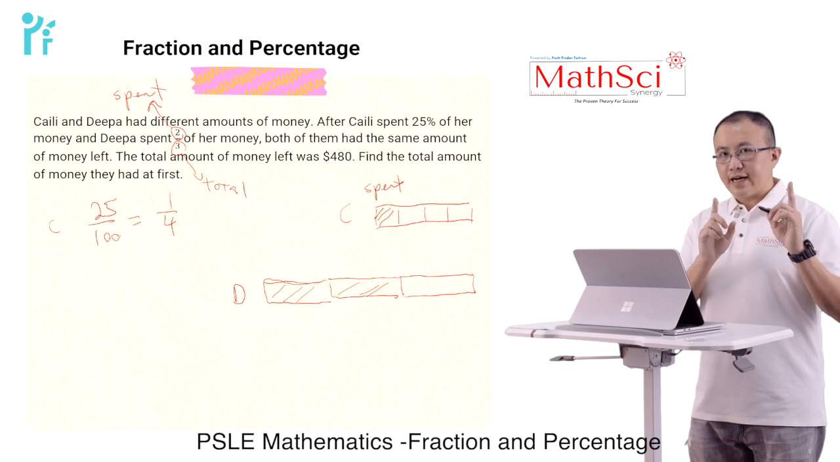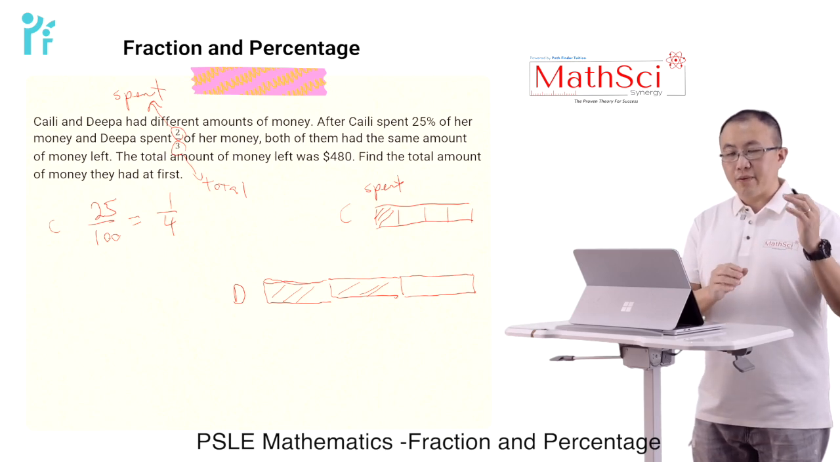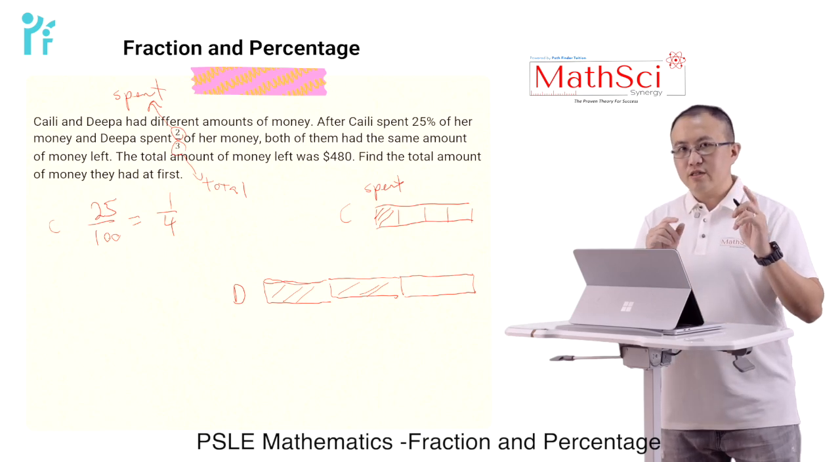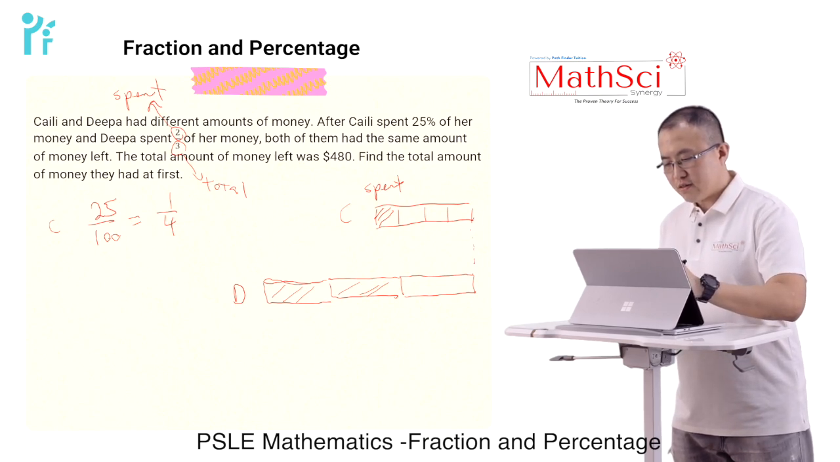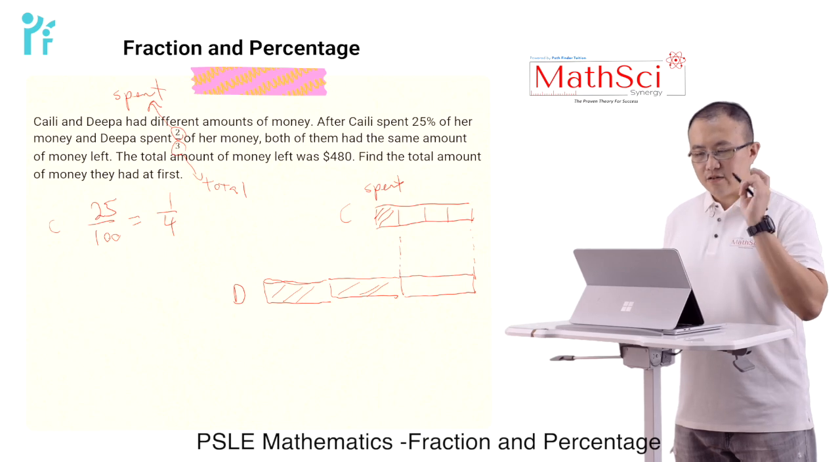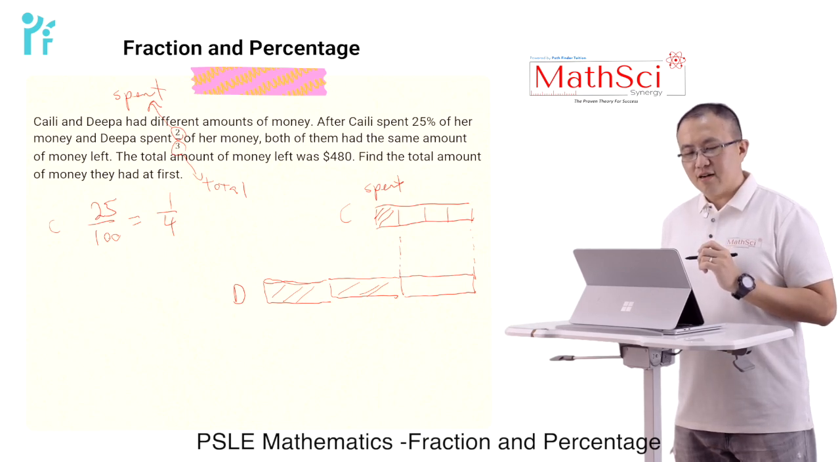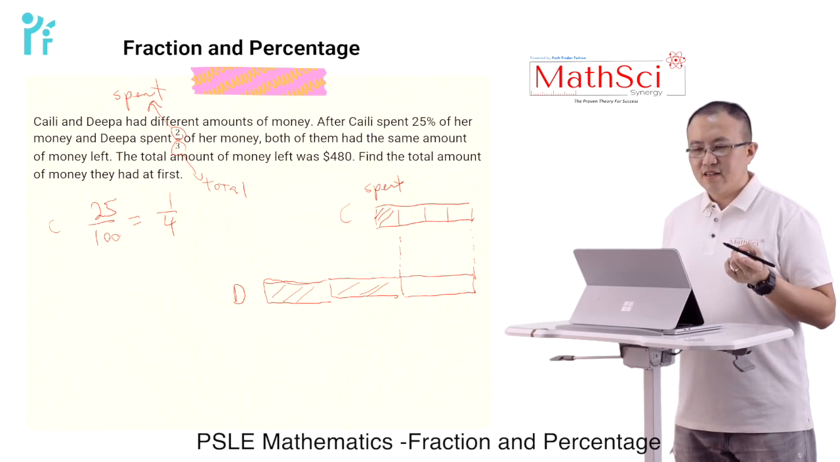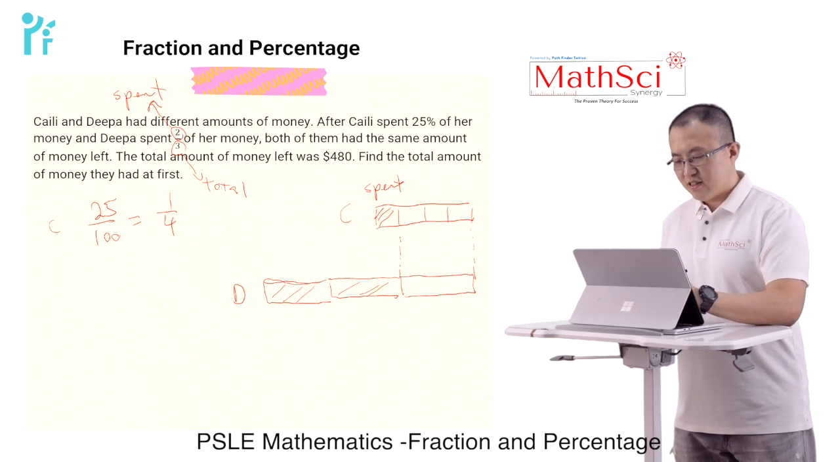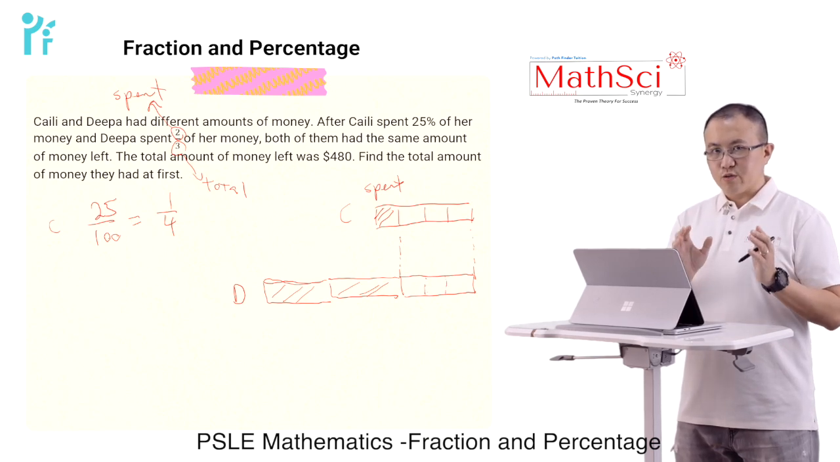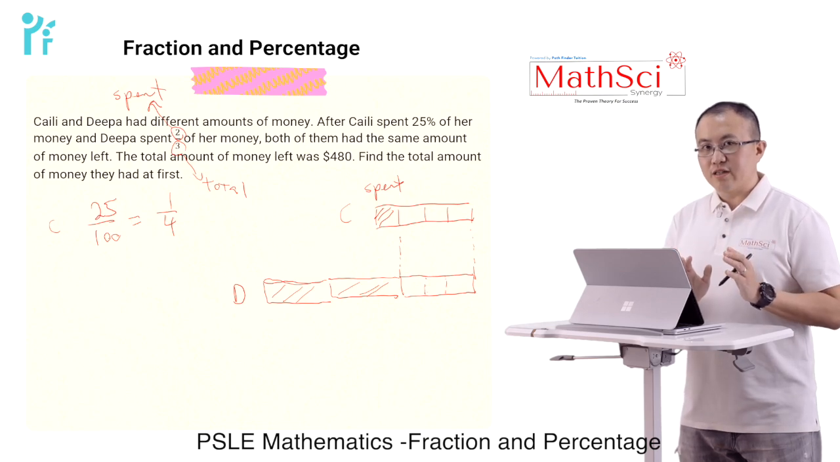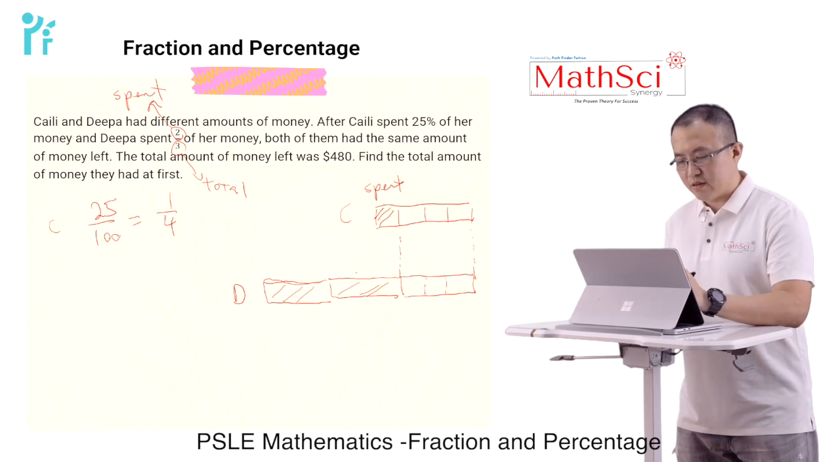Once again, I'm going to shade this and say that this has been spent. And it is extremely important for you now to make a comparison between the 2 models. Usually, to help our eyes to see, we can draw a dotted line, something like this. And then now you can make a comparison. In other words, 1 unit of Deepa is actually 3 units of what Cai Li had. So the best way to do this question is to start by making Deepa's units all look like Cai Li's units. Then we can make a comparison.